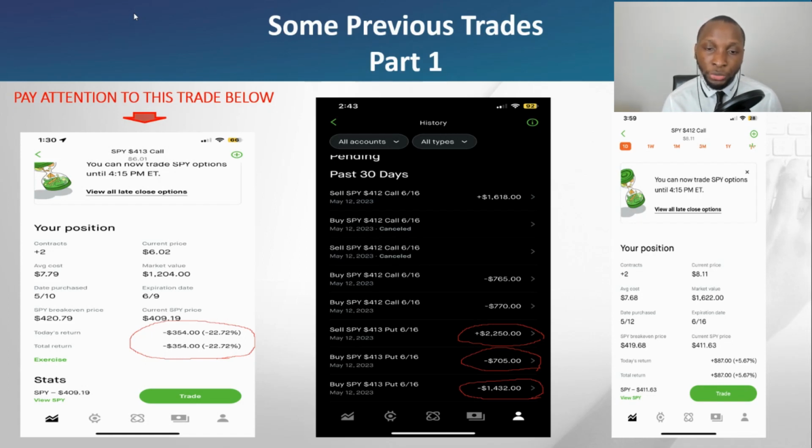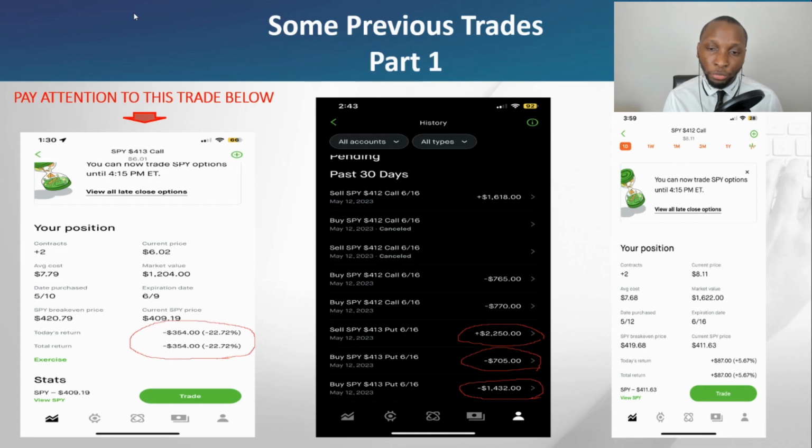I bought puts, as you can see. I bought puts for probably three separate orders. So I bought two contracts at a total of $1,432, and the other contract I bought was $705. And what you see above is the profit. The profit will be the amount that you see over there.